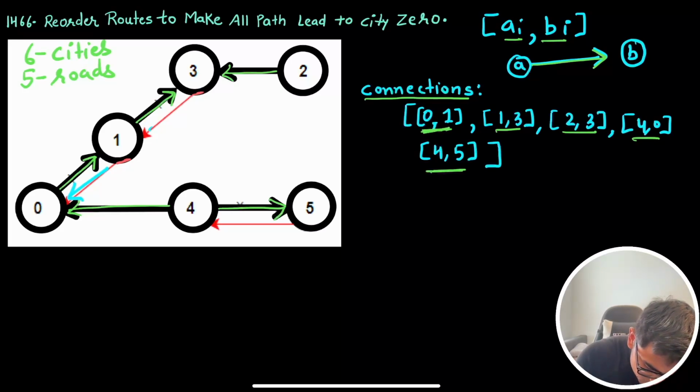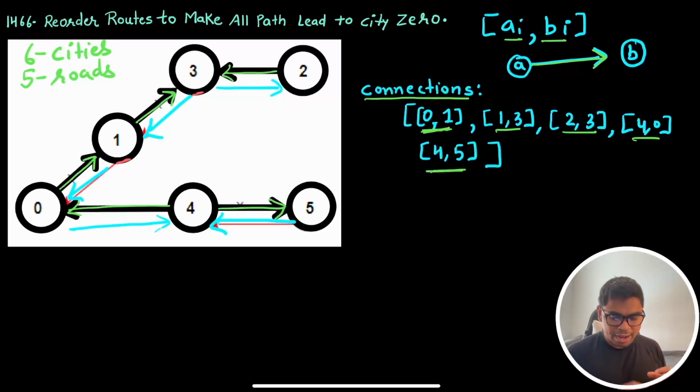Then I'll create a road from 3 to 1, and then I want to create a road from 3 to 2. There is a road from 4 to 0, so I'll create a road from 0 to 4, and then a road from 5 to 4. Now right now you can stand on any city and then you can go to any other city.